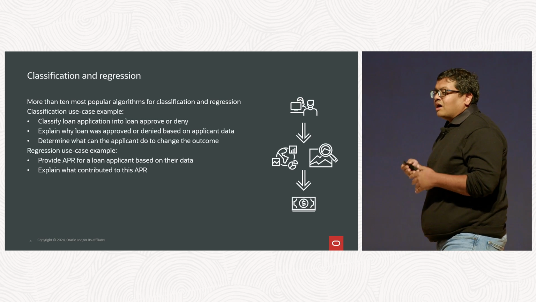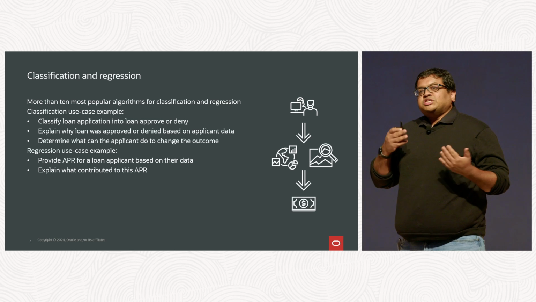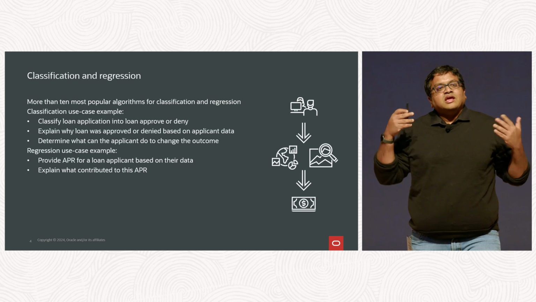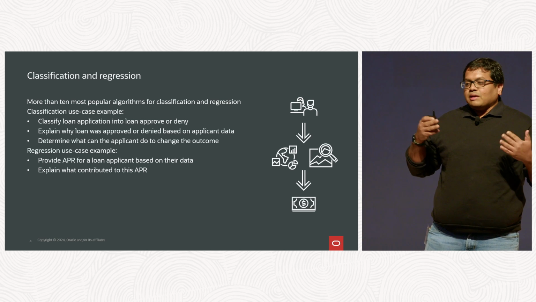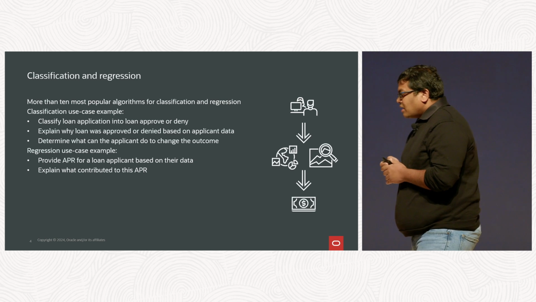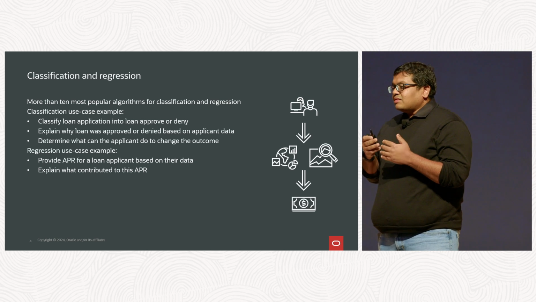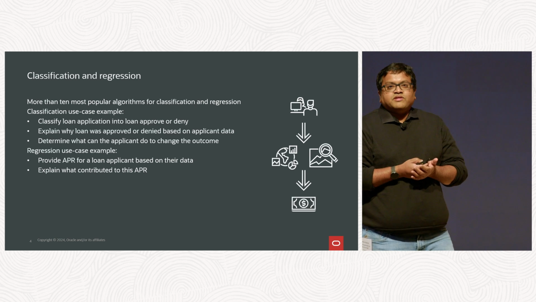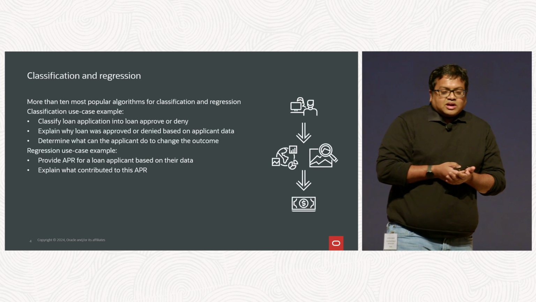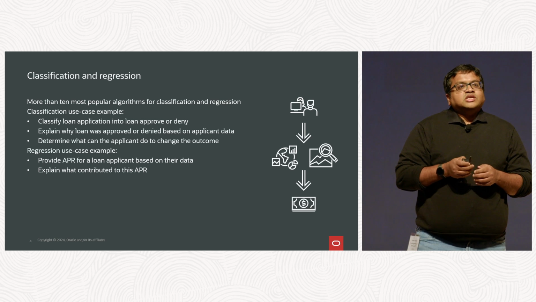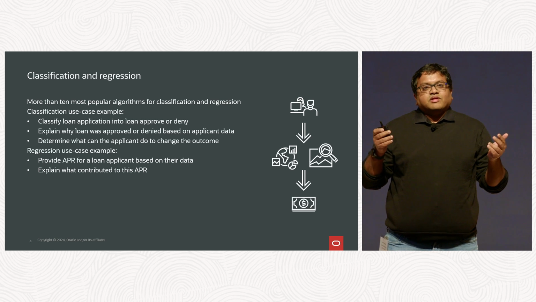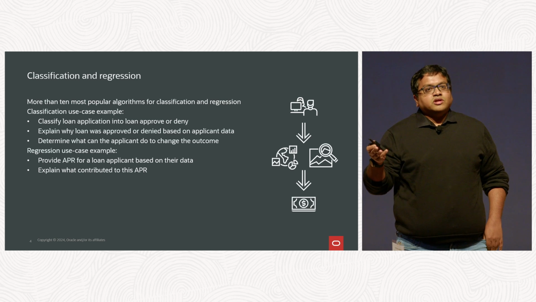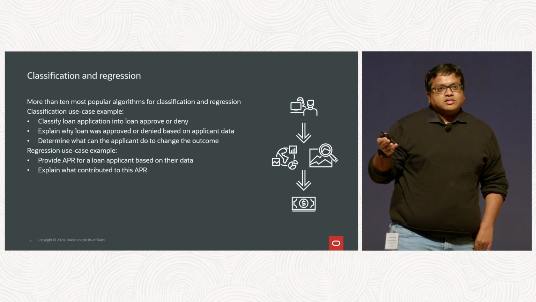I'm going to give a very high level overview of what machine learning use cases look like, and how you think about machine learning applications. One of the most basic classes of applications for machine learning are classification and regression applications. Classification means you're essentially predicting a category. For example, I want to predict whether something is fraudulent or not fraudulent. That is the classification use case.